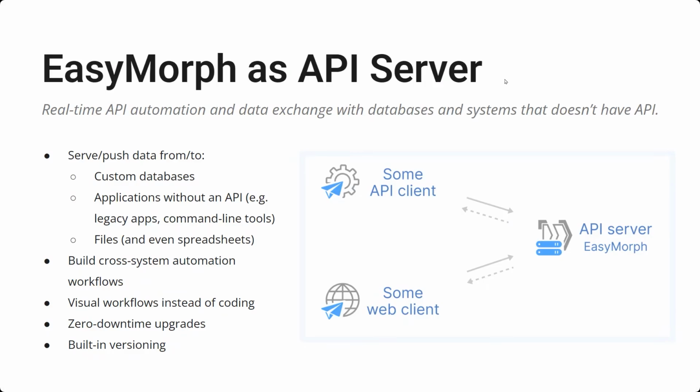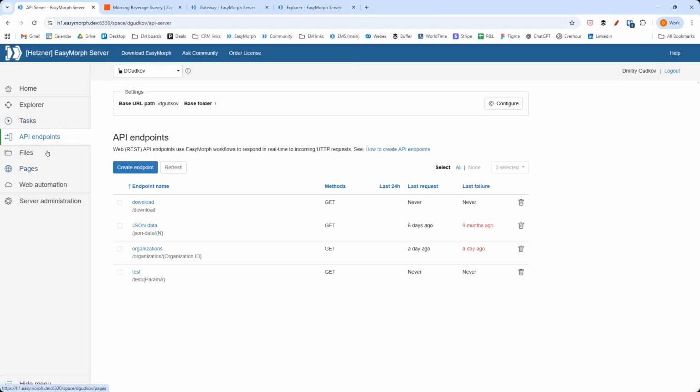Now let's look at an example of how you can build an API to serve data from a database. So in EasyMorph, the API server functionality is hidden behind the API endpoints tab. This is a feature of EasyMorph Server that may not be enabled by default. So if you don't have it on your EasyMorph Server, make sure that it's enabled in the space settings.